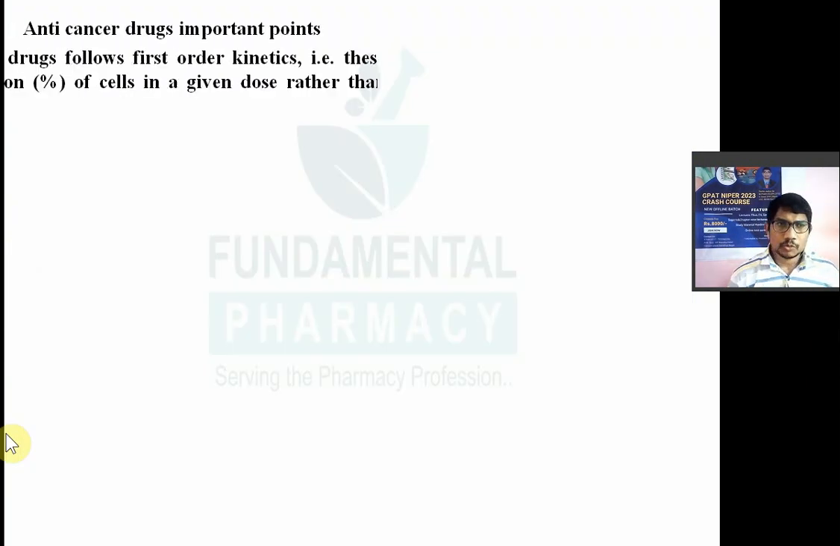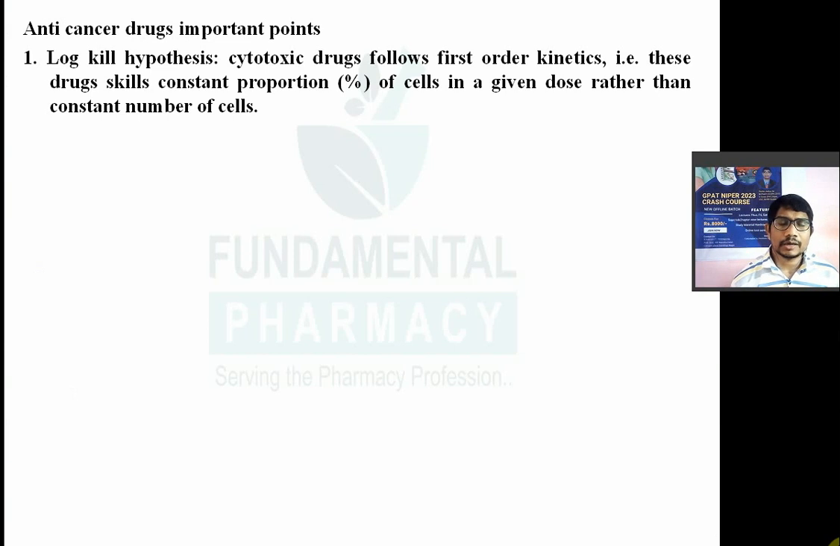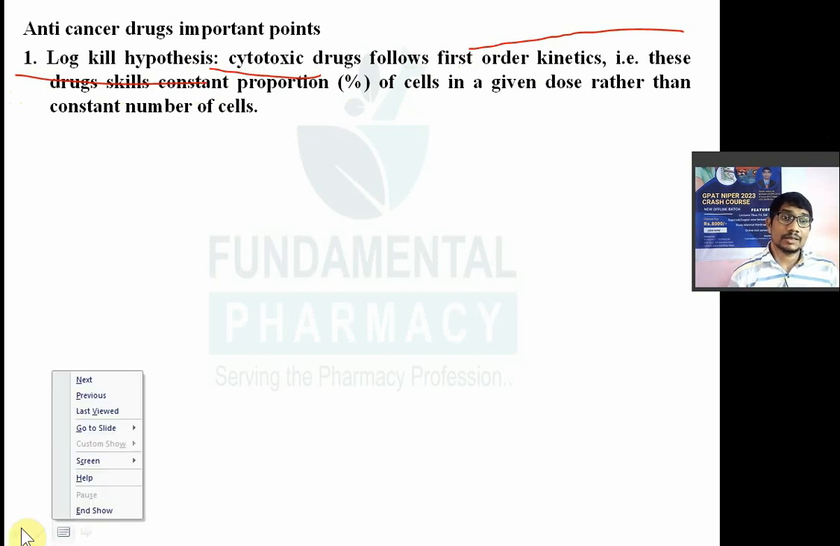So first is nothing but the log kill hypothesis. Log kill hypothesis मतलब क्या? So all anti-cancer drugs are cytotoxic drugs. They follow first order kinetics. That means a constant proportion of cancerous cells will be killed. So they can kill a constant proportion of cancerous cells, that is, a constant percentage of cancerous cells rather than a number of cells. So that is nothing but known as the log kill hypothesis.